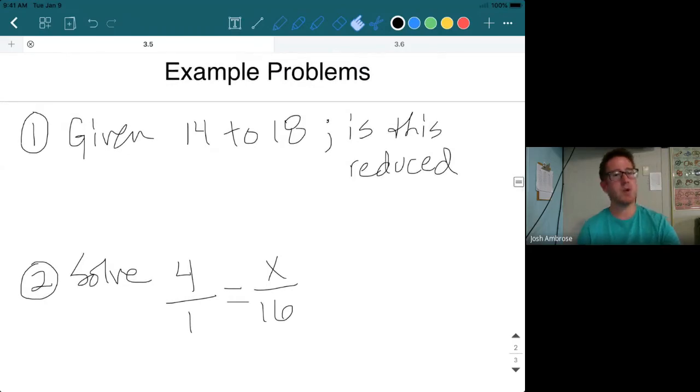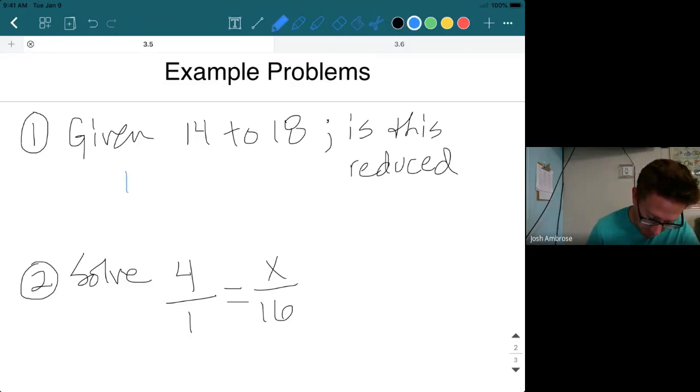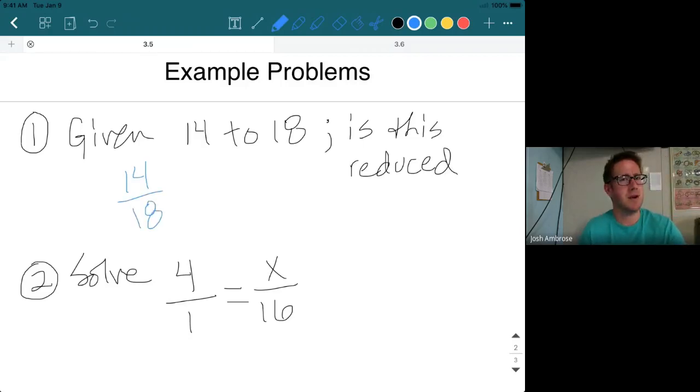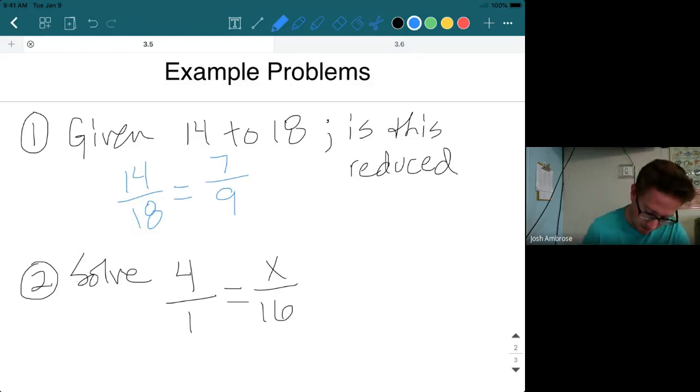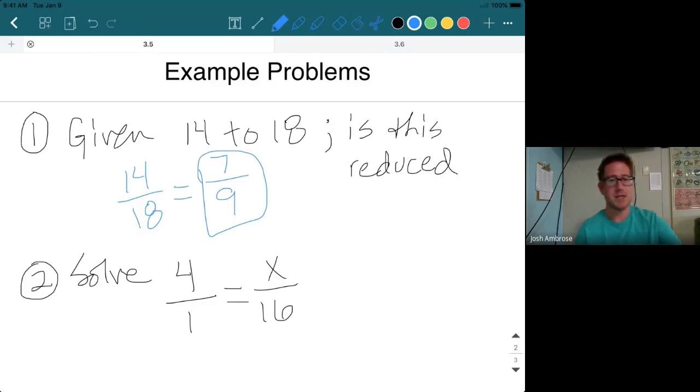We have the first one. What if you were given 14 to 18? Is this reduced? Simple answer, no, it's not reduced, because if I were to write 14 over 18, clearly that fraction is not reduced. So if I were to divide both of these by 2, I would then get down to 7 over 9. That looks a lot more reduced to me. 7's a prime number, so I can't go any further than that. So there we go, 7 over 9.